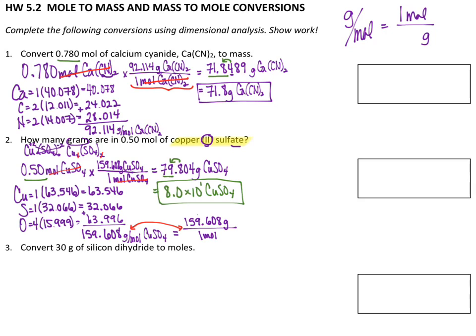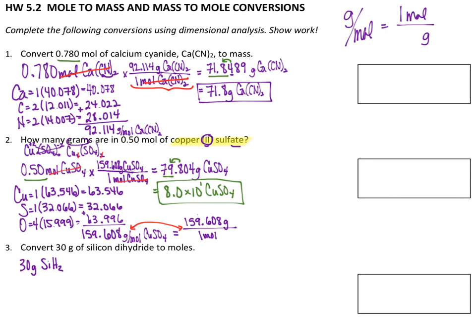Okay, the next problem is asking us to convert 30 grams of silicon dihydrate to molecules. Dihydrate means that we're dealing with a covalent compound, so make sure you remember that. So we don't have to do any crisscrossing in this case. We can actually just write our answer. My given is going to be 30 grams of silicon. Di means 2, hydrogen.